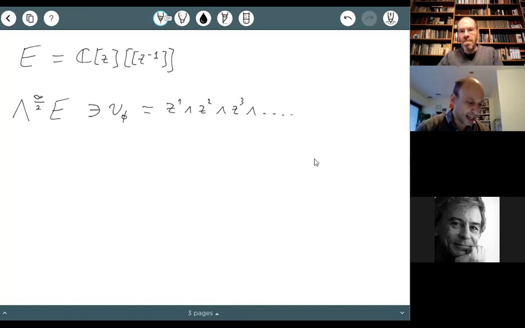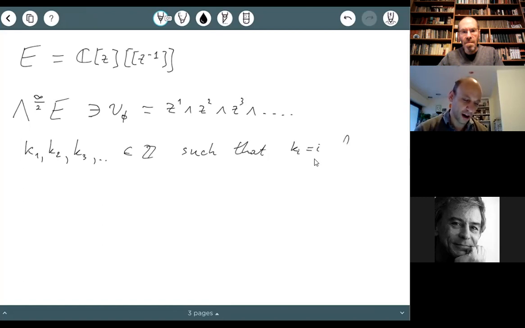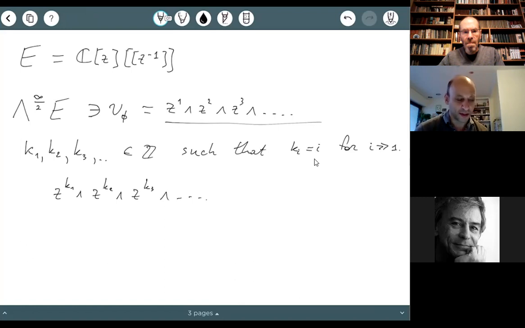So more generally, if we take any sequence k1, k2, k3, and so on, a sequence of integers in Z, such that k_i is equal to i for i large enough. So at first you start with any integers, but from some point, k_i is just equal to i. So you take the vacuum vector and you modify it in a finite number of places. And then you get the vector z to the power k1, wedge z to the power k2, wedge z to the power k3, wedge and so on. It's the vacuum vector modified at a finite number of places.